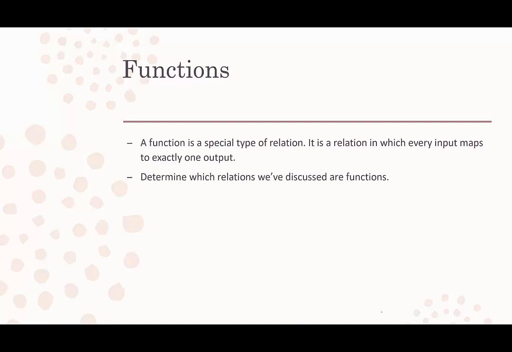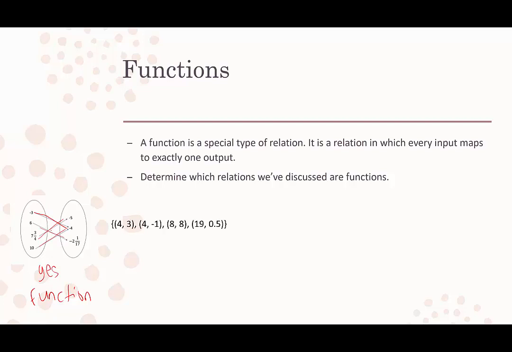So let's determine which relations we've discussed so far are functions. First, our mapping. So -3 maps to exactly one value, so -3 is good. 6 maps to exactly one value. 7 3/4 maps to one value, and 10 maps to one value. So we would say, yes, this relation is a function, because each input maps to exactly one output. It's okay that 2 of them map to -4. That doesn't determine whether it's a function or not. Yes, that is a function.